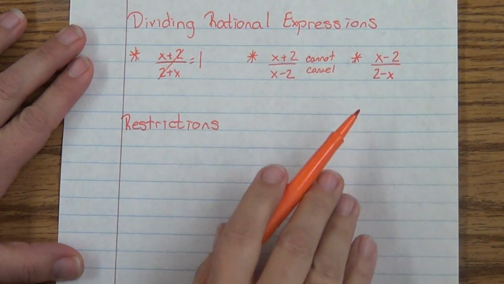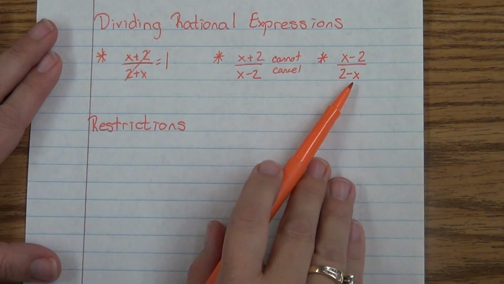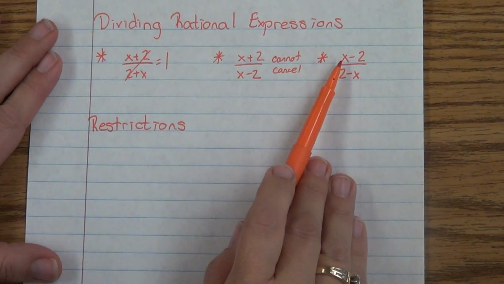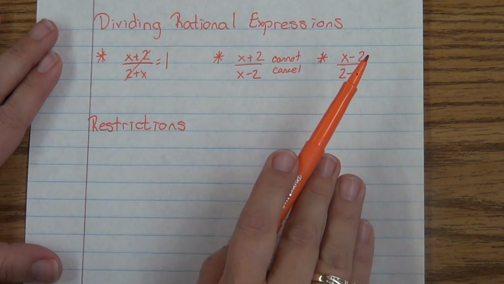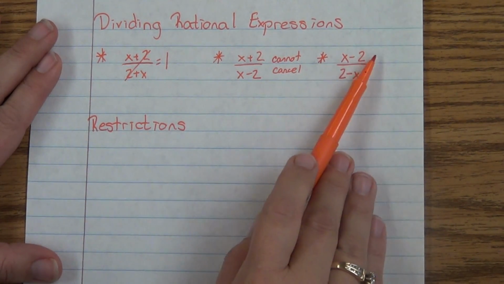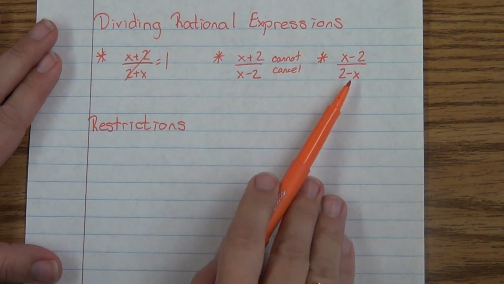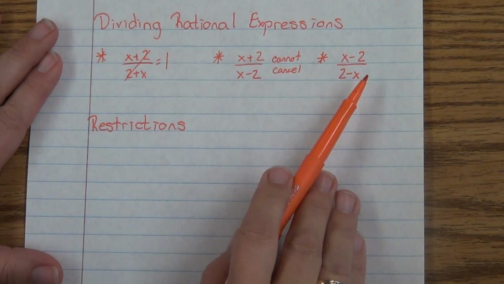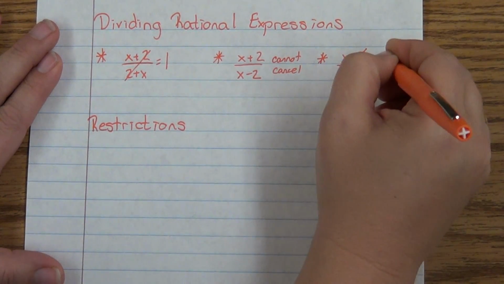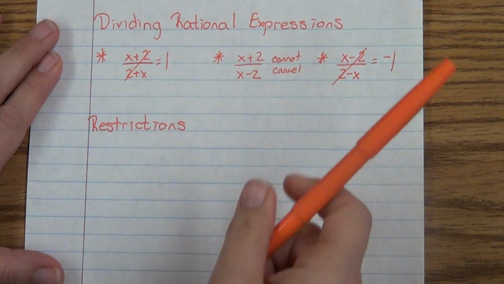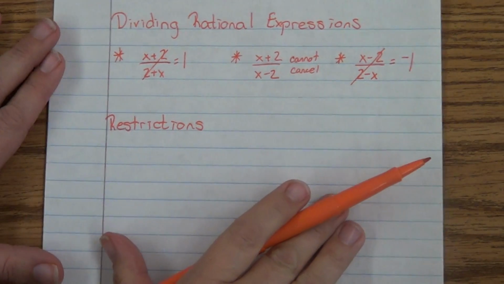Here's the tricky part. How about x minus 2 and 2 minus x? They're not exactly the same. 3 minus 2 is 1, 2 minus 3 is negative 1. Let's try another number. 7 minus 2 is 5, 2 minus 7 is negative 5. Notice you always get the same answer, just with the opposite sign. So these can cancel, but when they do, they have to cancel to a negative 1.